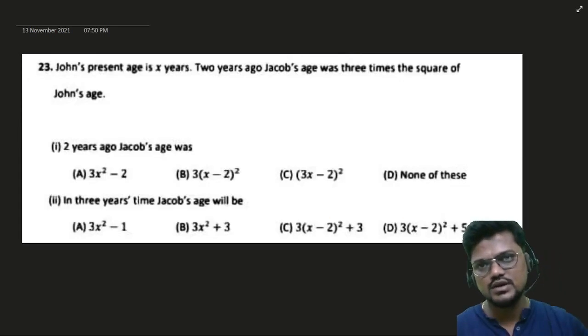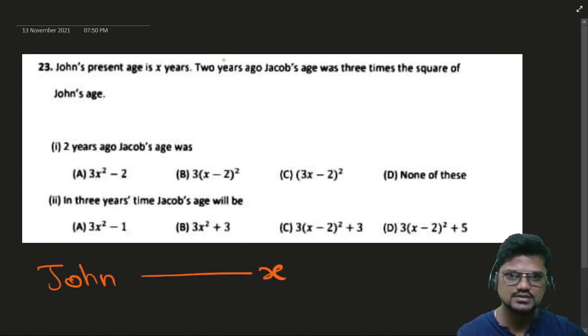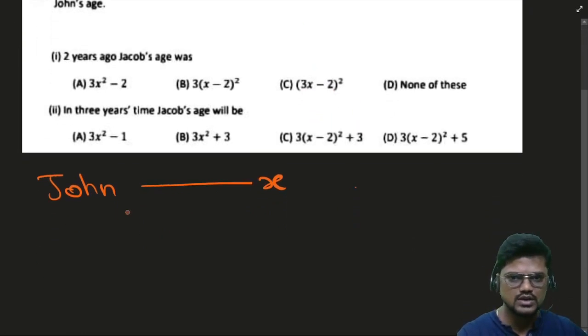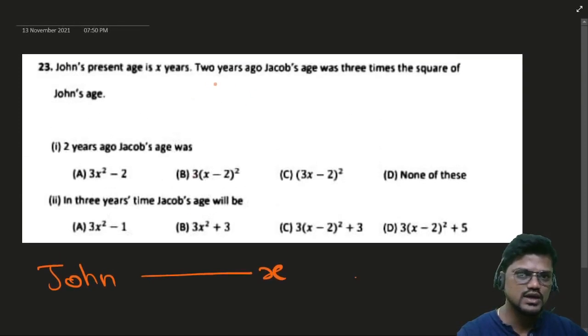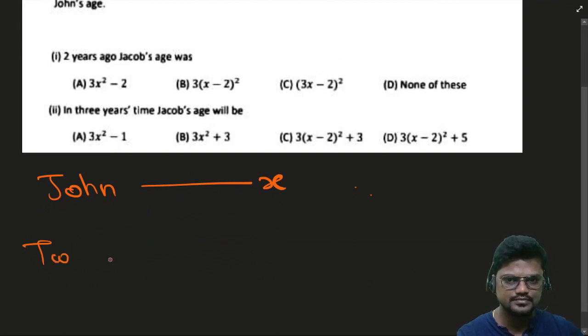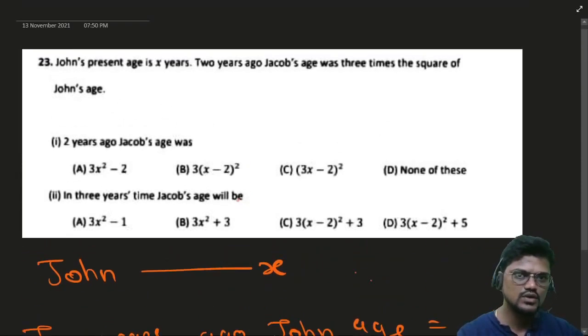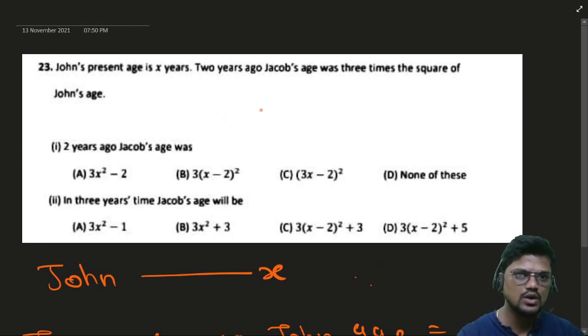Fine. See over here, I'll solve it. John's present age is x. 2 years ago, Jacob's age was 3 times the square of John's age. Okay, John's present age is x. So they are talking about 2 years ago. So 2 years ago, John's age will be how much? x minus 2.